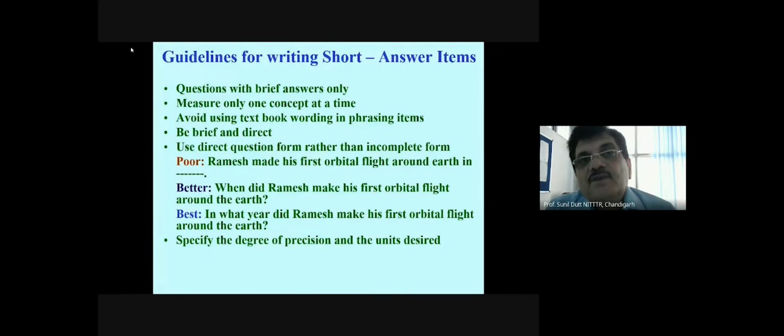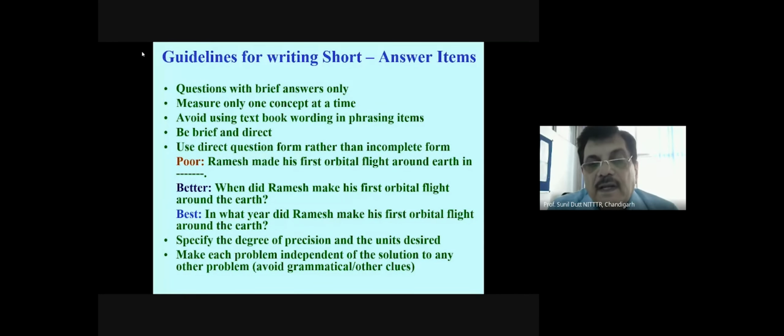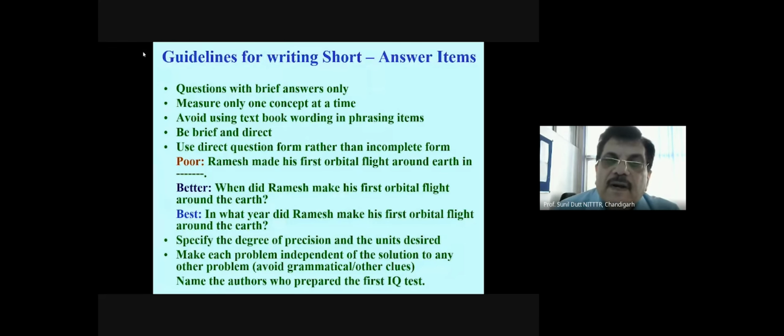Another is that you have to specify the degree of precision, that is, up to what decimal point you want the numerical answer. And you have to also specify the units. Say, what is the normal temperature of the human body in degrees Celsius or in degrees Fahrenheit? So you have to specify. Another is to make each problem independent of the solution to any other problem. In Haryana, we find that about 30 questions are asked in a question paper. 10 questions are of very short type, then there are 6 questions of short answer, and then 3 questions are of long answer. So sometimes there is overlapping.